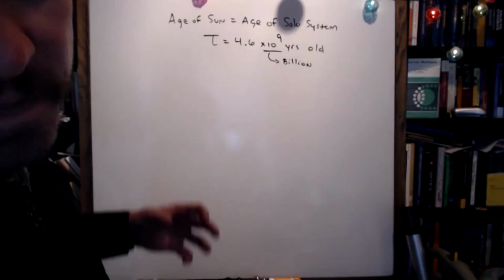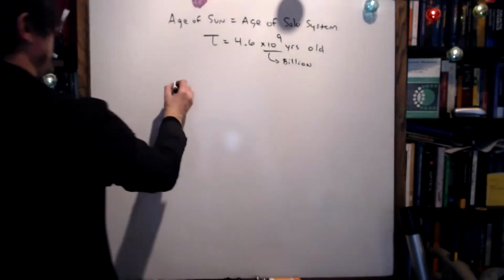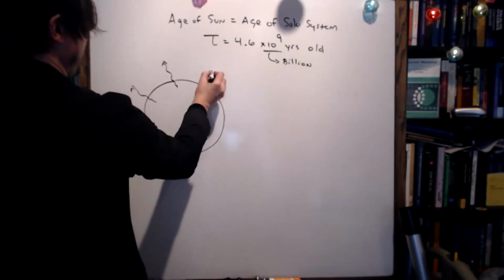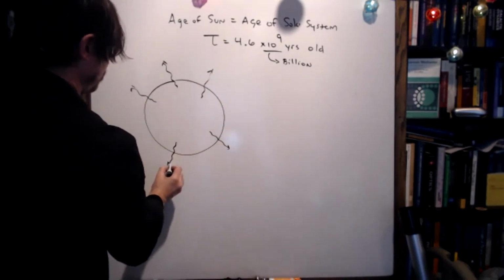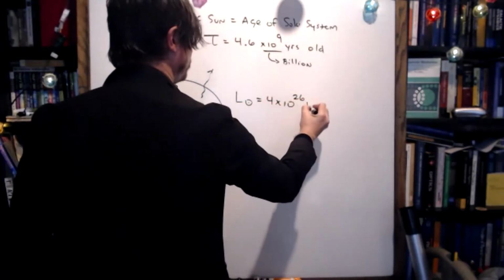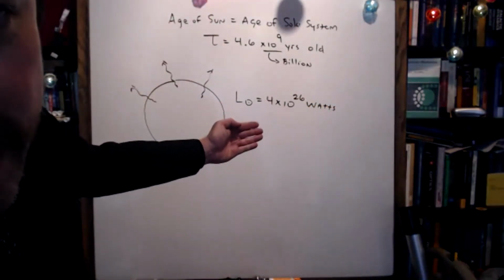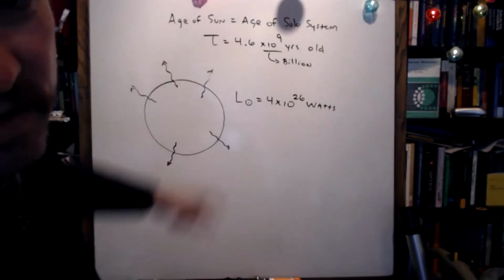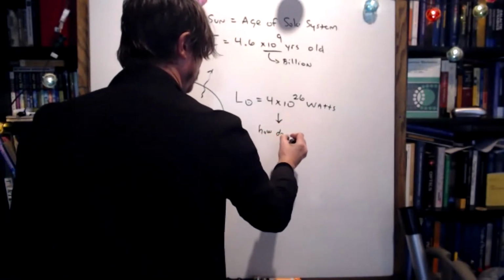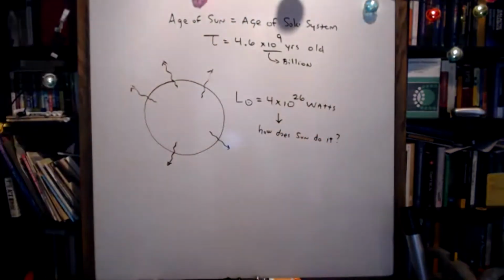The sun has been pumping out light for all of those billions of years. And the sun is generating a tremendous amount of energy, as you saw in last week's lectures. The luminosity of the sun is 4 times 10 to the 26 watts. And it's been pumping out that energy for all of those billions of years. How does the sun do it?